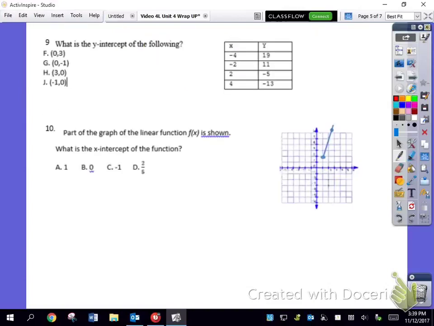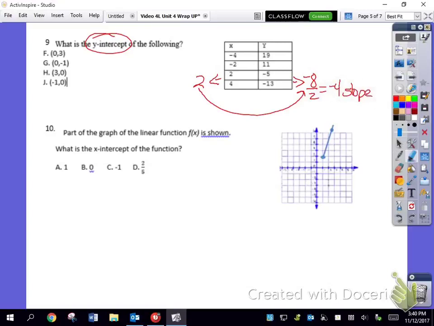Number 9, what is the y-intercept? So anytime you have a table and you want to find the y-intercept, you have to use the point-slope formula. So find your slope first. 4 minus 2 is 2. -13 minus -5 is -8. Swing your 2 over and reduce it. So that's -4. That is your slope.